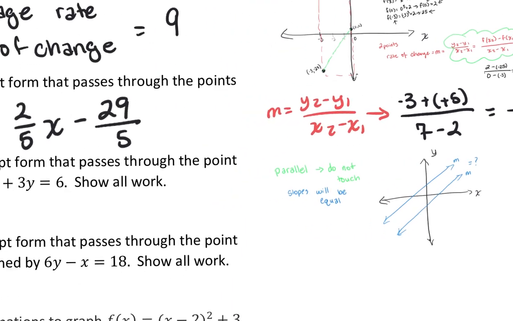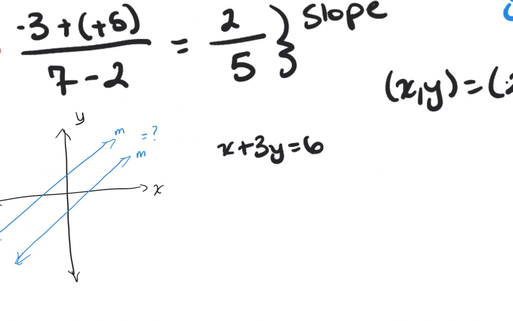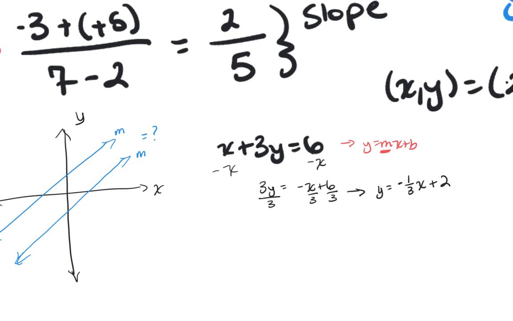So knowing that much, and we know a line, right? We know one of our lines is x plus 3y equals 6. Let's manipulate that into the form y equals mx plus b, so we can see what that slope is. I'm going to move this x over, try to get the y by itself: 3y equals negative x plus 6, and I divide everything by 3. So we have y equals negative 1/3 x plus 2. So we know the slope is negative 1/3.